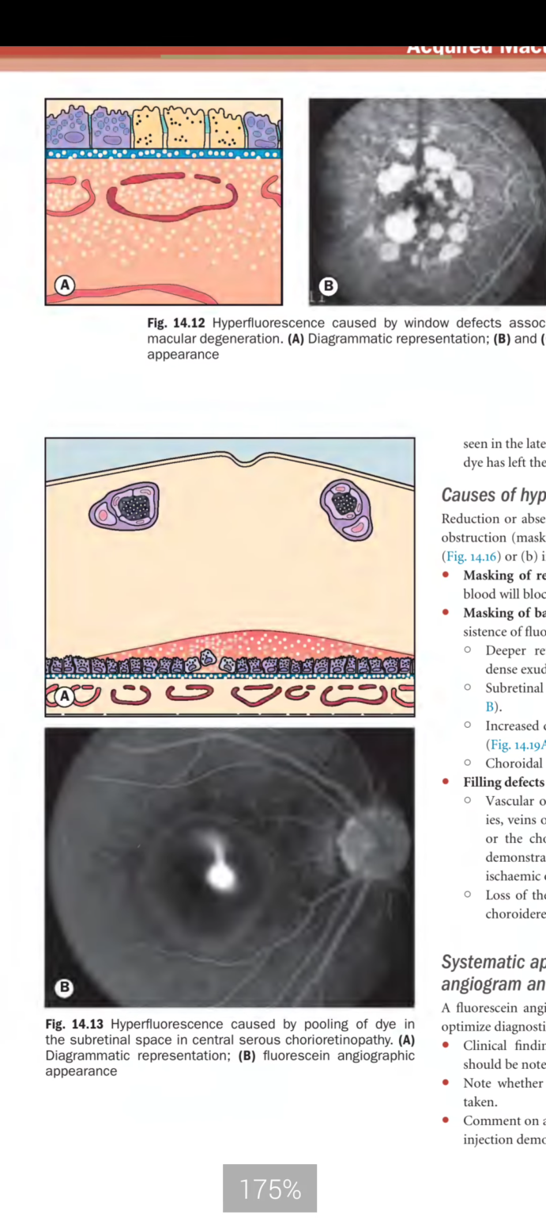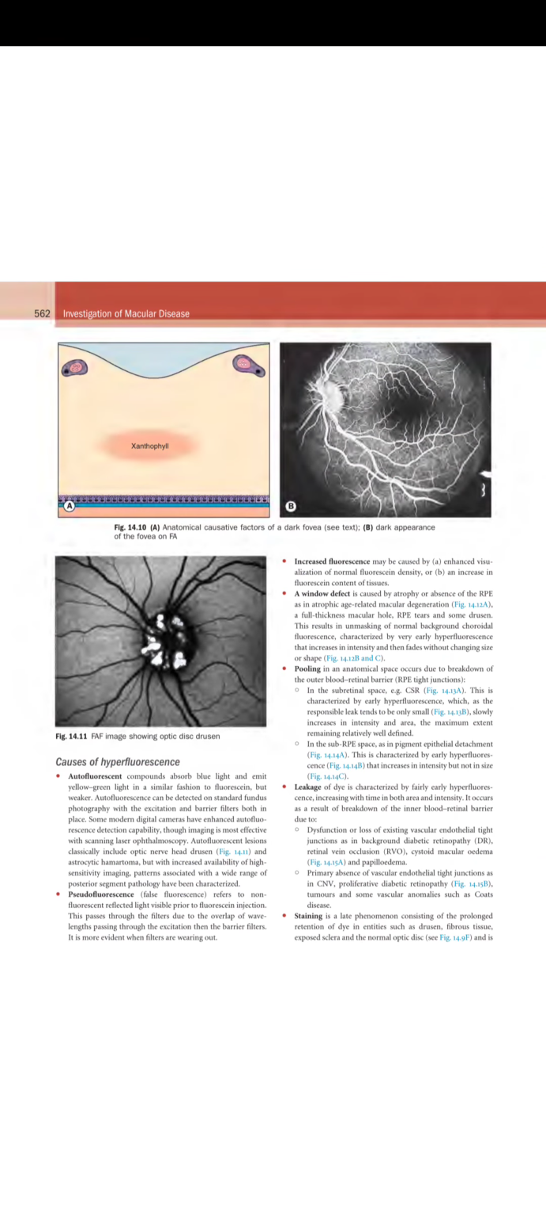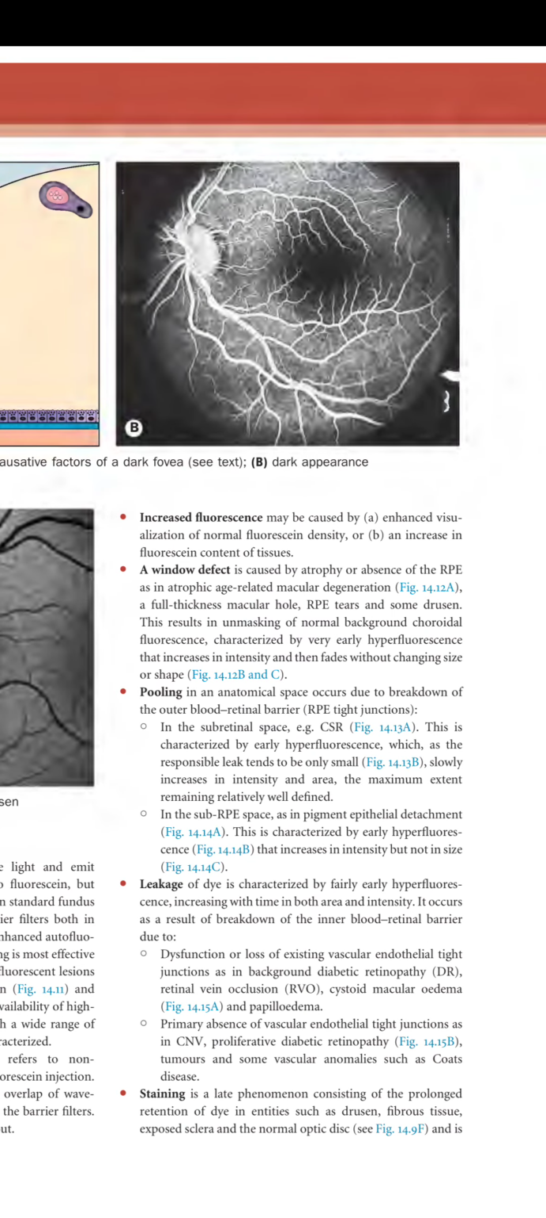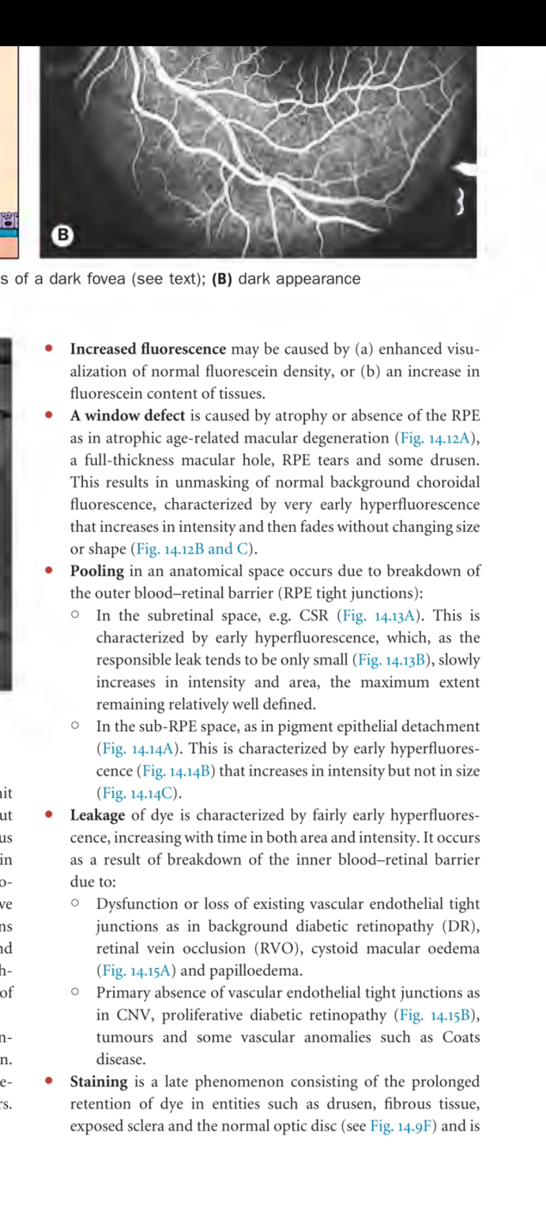So we can see hyperfluorescence caused by the pooling of dye in the subretinal space in central serous chorioretinopathy. A is showing a diagrammatic representation, B is showing the fluorescein angiographic appearance. You can see that the hyperfluorescence is increasing in size and intensity in a smokestack pattern. Leakage of dye is characterized by fairly early hyperfluorescence increasing with time in both area and density. It occurs as a result of a breakdown of the inner blood retinal barrier.